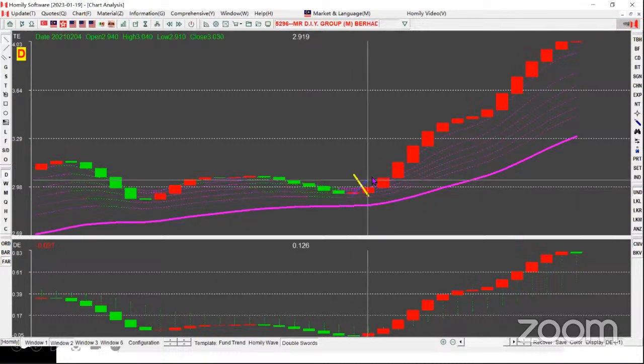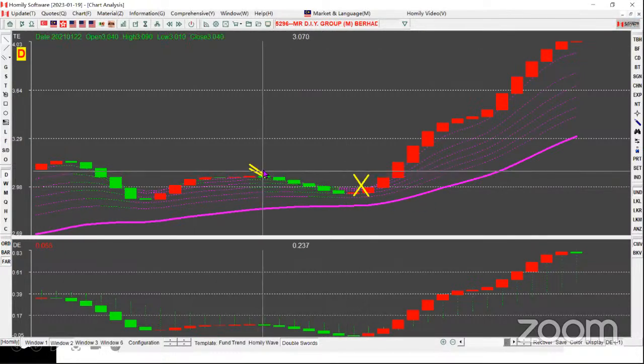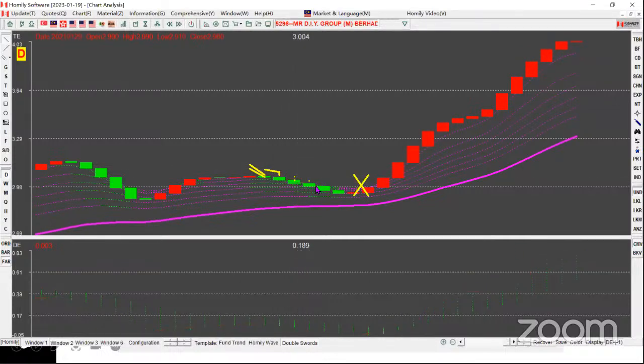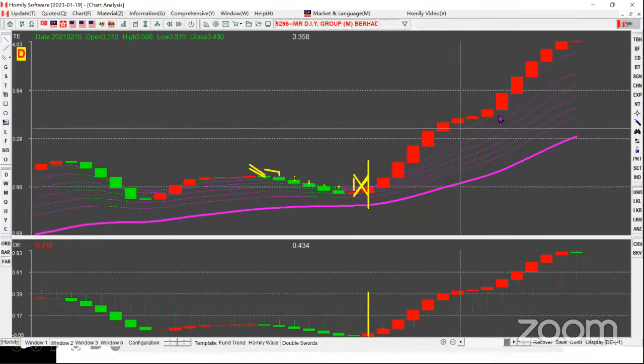For example, here it turned green, then you wait, and 1 week, 2 weeks later, it turned red. Then that day, the first time to red will be a buy point, then you buy and hold.